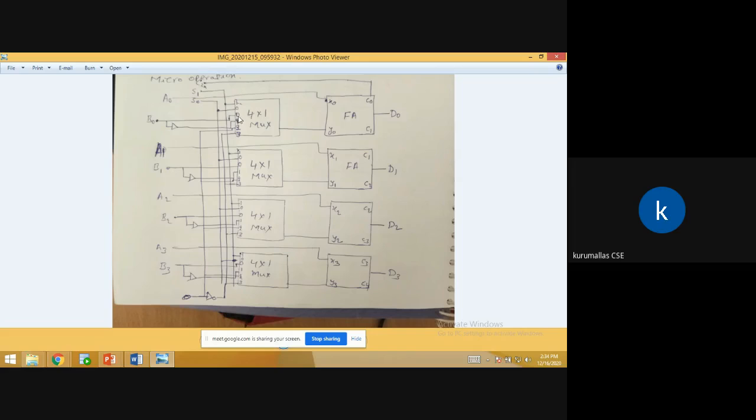So 0, 1, 2, 3. Each multiplexer's zero input receives from b0. This zero input receives from b1. Don't concentrate on selection line 0. We have two inputs, 0, 1, 2, 3 are there. This zero input receives from b1, this zero input receives from b2, etc.